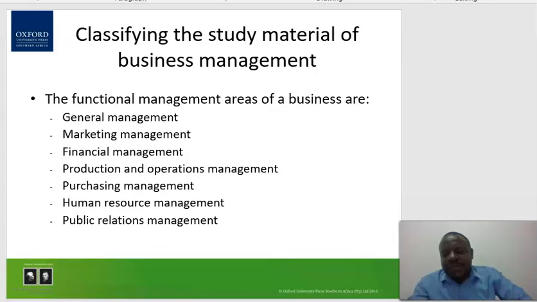Financial management mainly deals with the management of finances in the organization. Where do we get finances? How best can we use those finances to generate more finances? Or how best can we invest those finances?